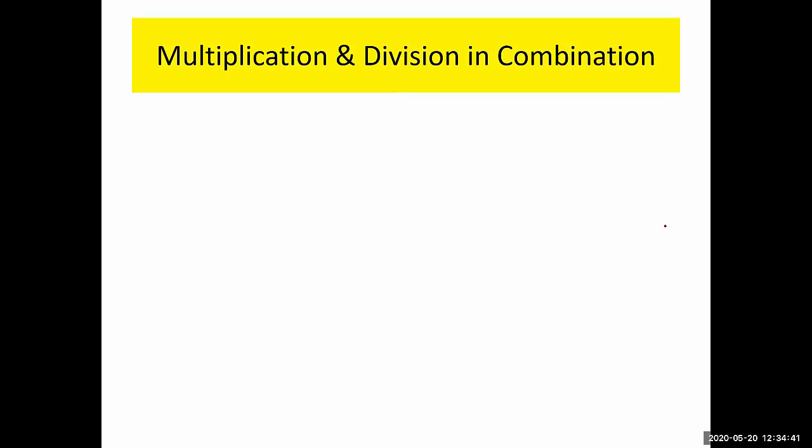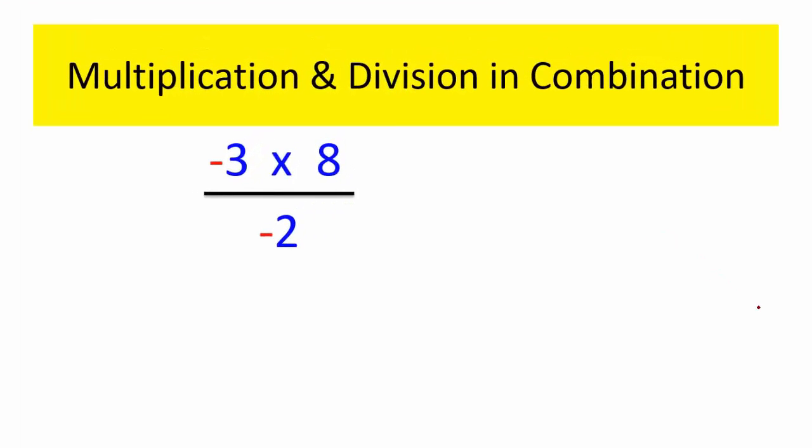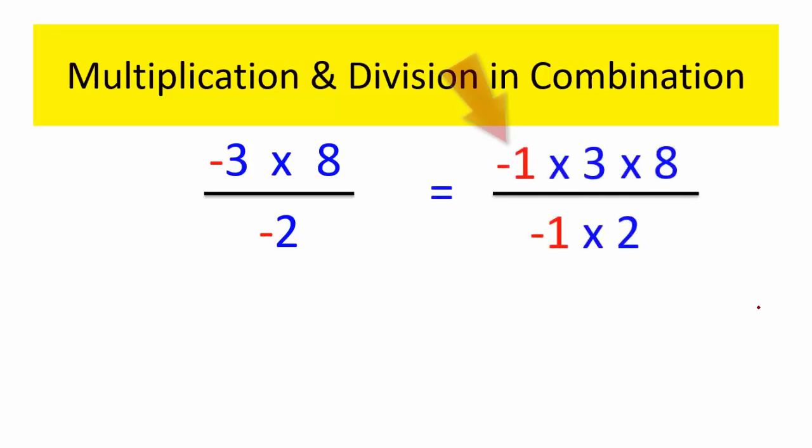Let's try this combination now. We try a combination of multiplication and division in one number. So I've got this number here, minus 3 times 8 over minus 2. So the top numbers are multiplied, and they're going to be divided by the number at the bottom. So let's rewrite that now in terms of our minus 1. So this is going to be equal to a minus 1 times the 3, because a minus 3 is really a minus 1 times 3 times 8, and the minus 2 is really a minus 1 times 2.